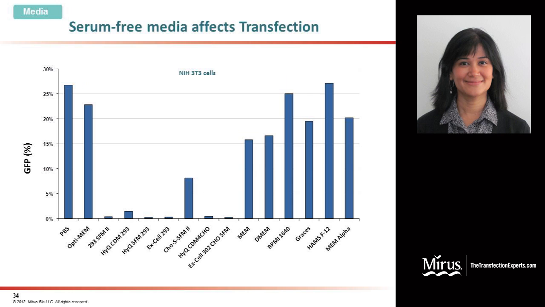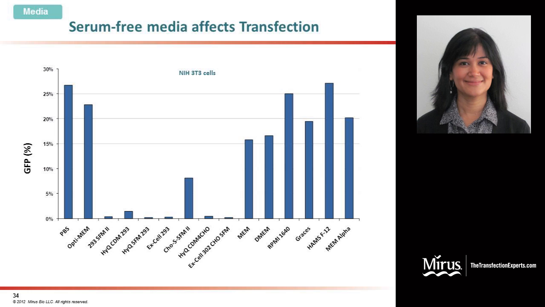To further emphasize how much serum-free media can affect transfection, here is some data with GFP transfection of 3D3 cells with complexes made using various different serum-free media. As you can see here, serum-free media such as Opti-MEM, DMEM, and RPMI 1640 afford decent levels of transfection efficiencies in this case. However, I would like to particularly note that certain media such as 293-SFM2, the HiQ series, the XL293 media, and the HiQ CDM CHO media completely obliterate transfection.